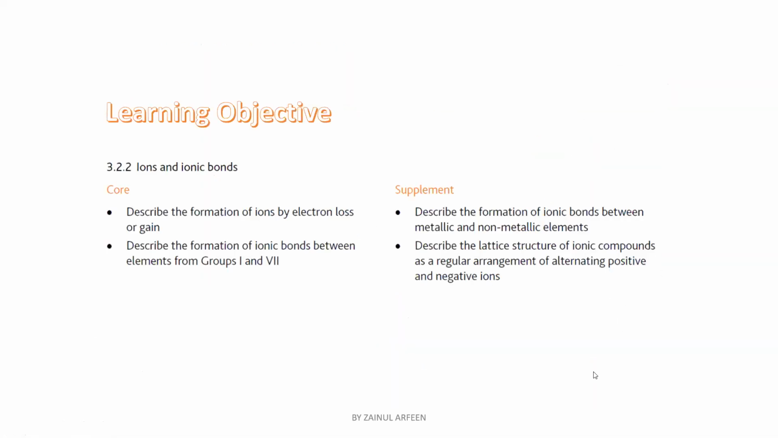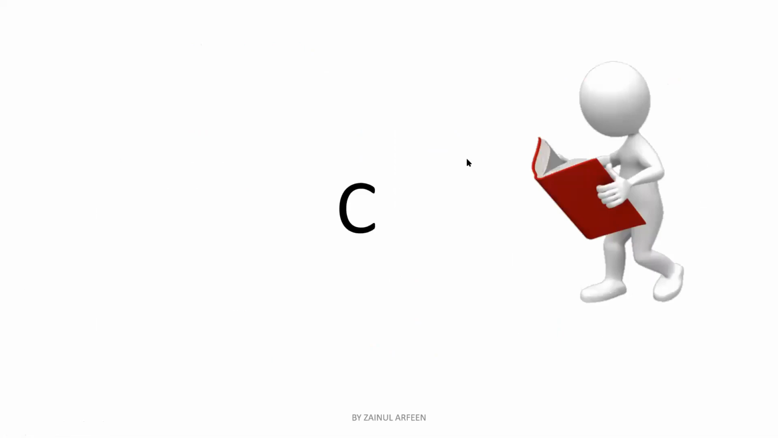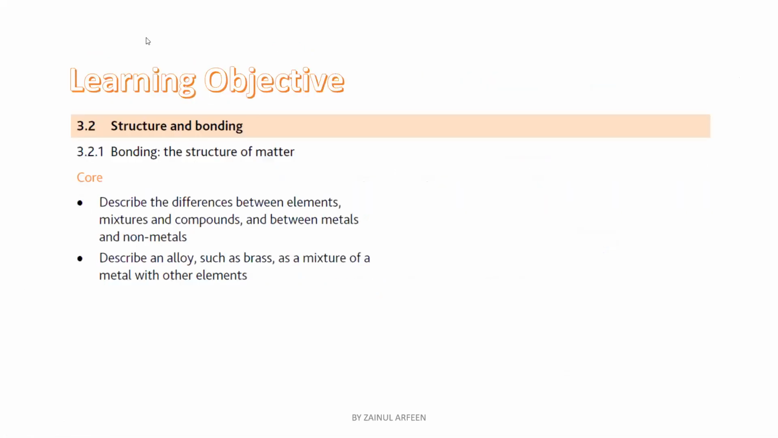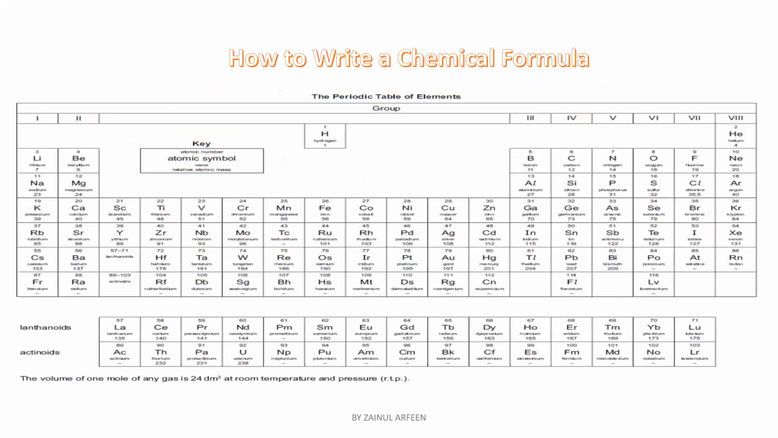So this was the topic about how to write a chemical formula. So this week we discussed writing a chemical formula and identifying. So basically we completed this objective about the bonding and structure, the difference between element, mixture, compound and metal and non-metal, and describing an alloy such as brass that we discussed yesterday. And today we discussed how to write a chemical formula of different types of compounds.